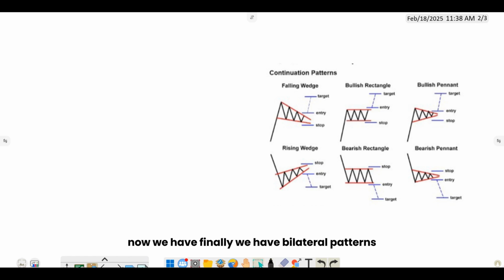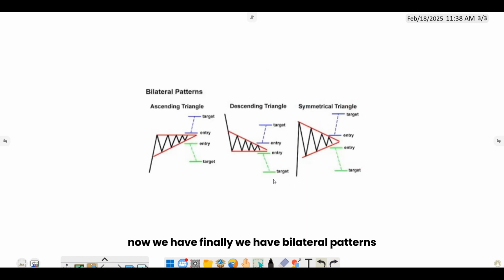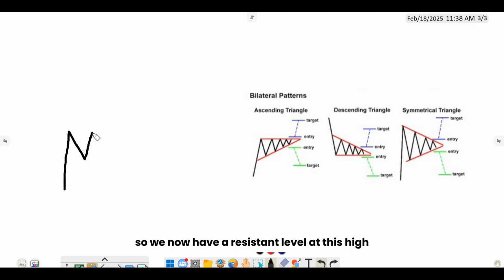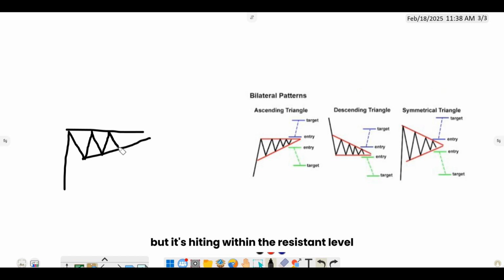Now finally, we have bilateral patterns. You can see that a bilateral pattern is a little bit like the bullish and bearish pennant, but the difference is that in the movement of the candles, you want to see a resistance level. So we now have a resistance level at this high. The market is trending from the low like this, but it's hitting within the resistance level.